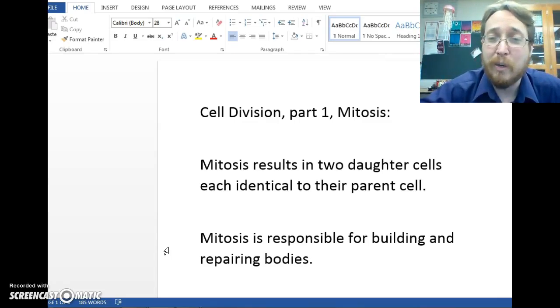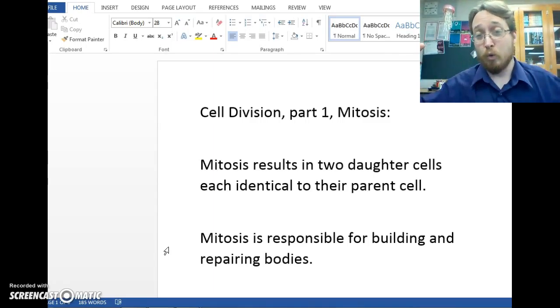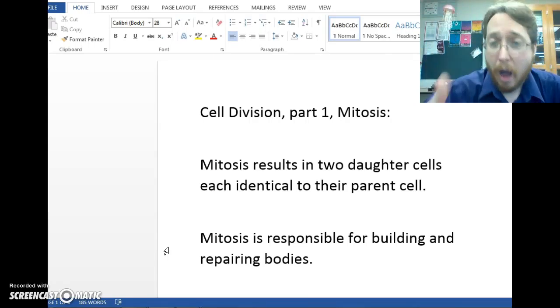Mitosis is responsible for building and repairing bodies. So little babies, they do more bodybuilding than I do because they're growing their bodies. So they have to do more mitosis so they can get more cells so that they can have a bigger body. You, high schoolers and college students, you guys are doing a lot of growth too.